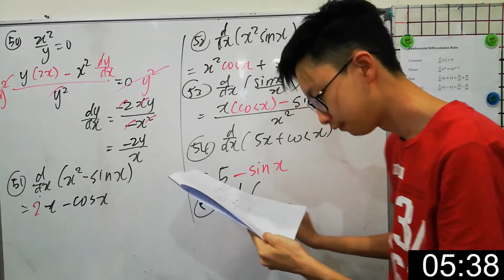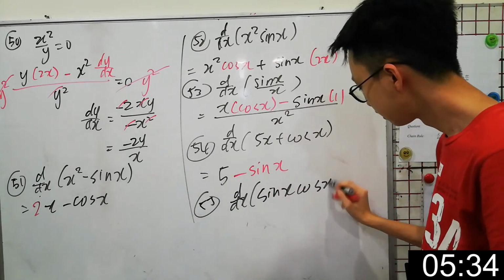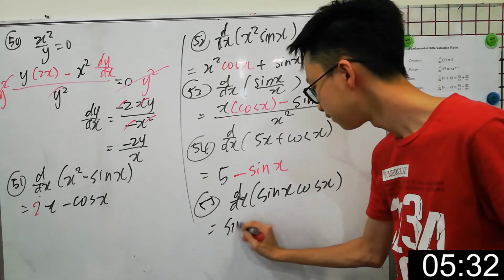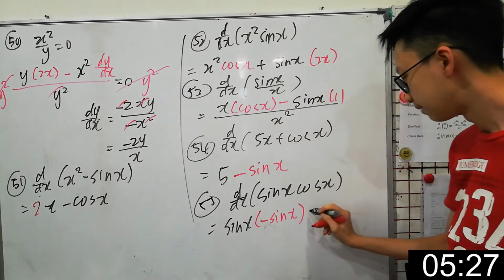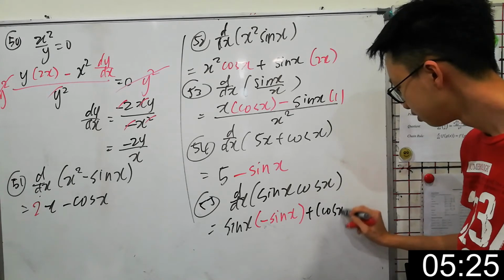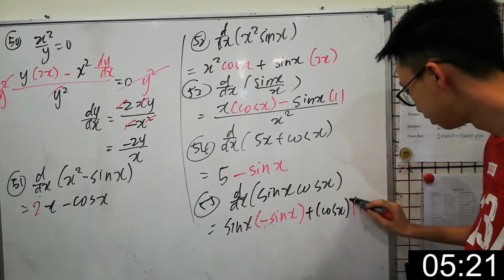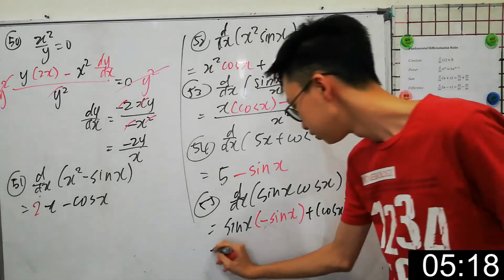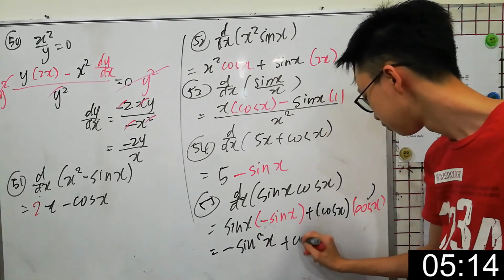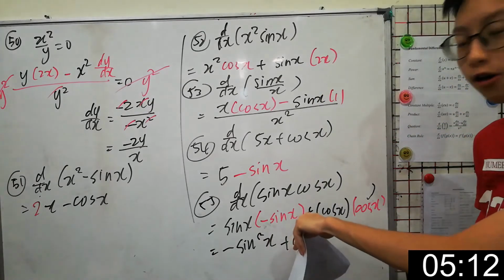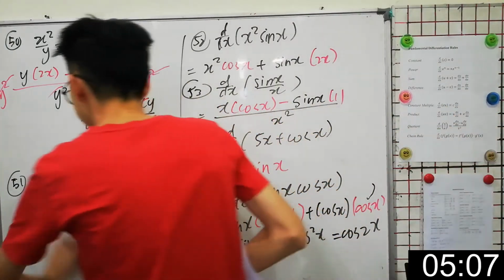d/dx of sin x cos x. Okay, this is another product rule. Copy the first function, differentiate the second, which is negative sin x, then plus copy the second function, then differentiate the first function. Differentiating the first function, you get cos x. So it's negative sin squared x plus cos squared x, and this is actually your double angle for cos, isn't it? So it's cos 2x.